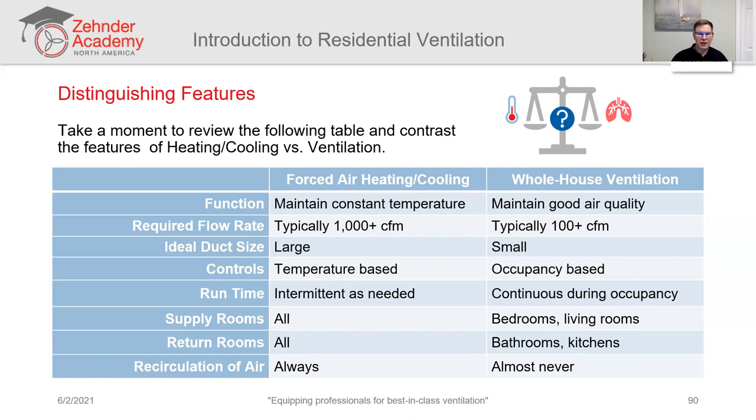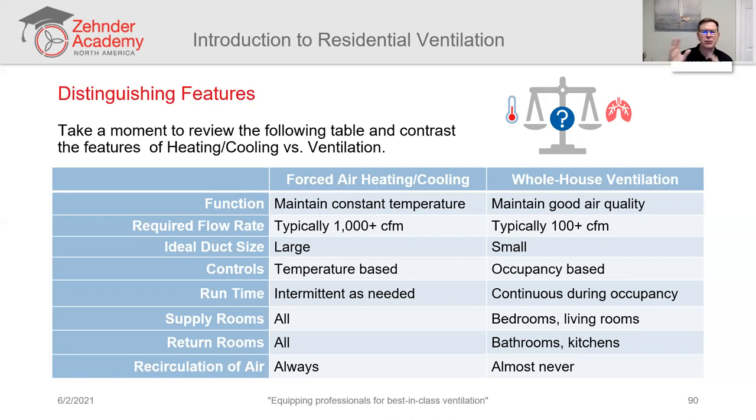What about recirculation of air? Almost always, I mean, with COVID, we did begin to consider systems that don't recirculate air for heating and cooling. But even now, the answer, even with COVID, is typically to add filtration. But you're almost always recirculating the same air as you heat and cool the air. Whereas with whole house ventilation, you want to almost never recirculate indoor air. In fact, the IMC doesn't let you do that. It restricts that recirculated air to a very small amount.